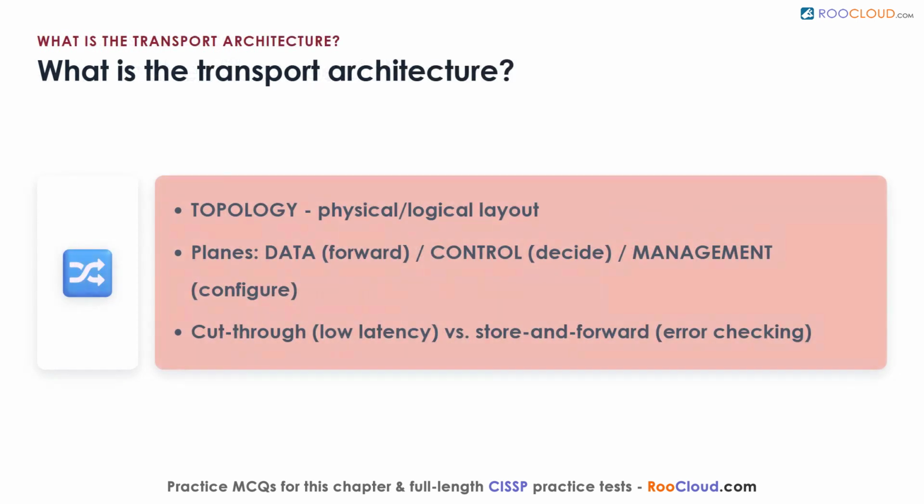How is the network organized beneath the cabling? Through its transport architecture, and 3 ideas anchor it. First, topology is the physical or logical layout of devices and links, which shapes scalability and fault tolerance.